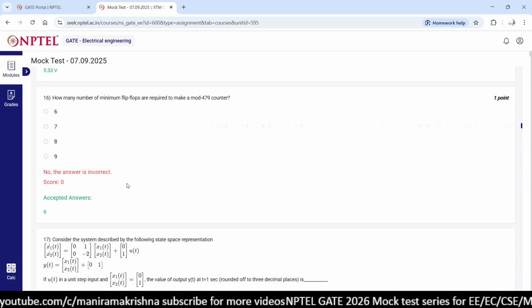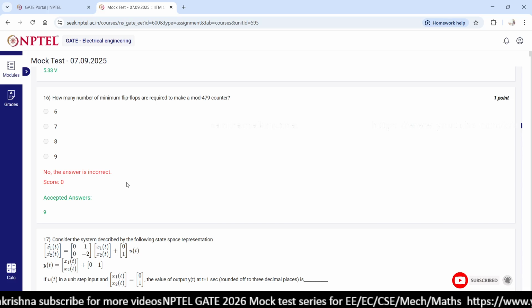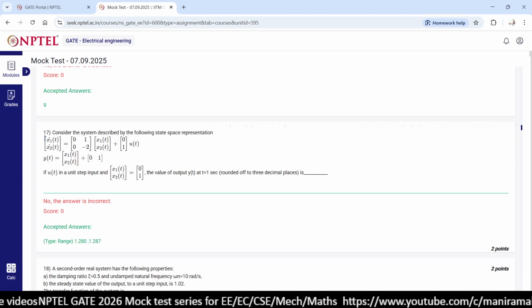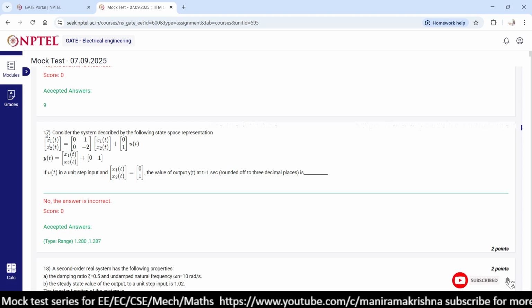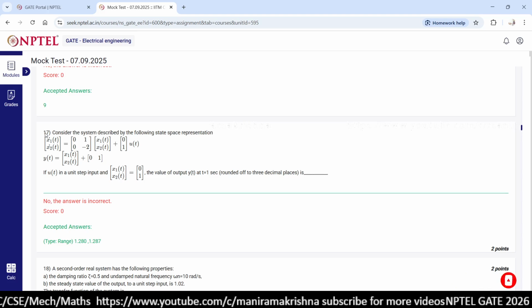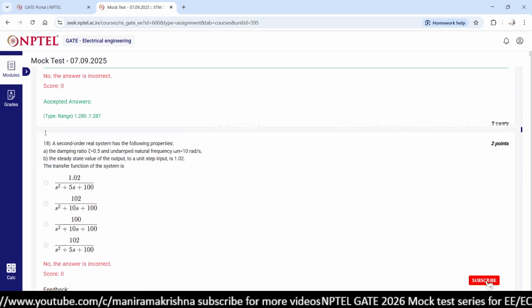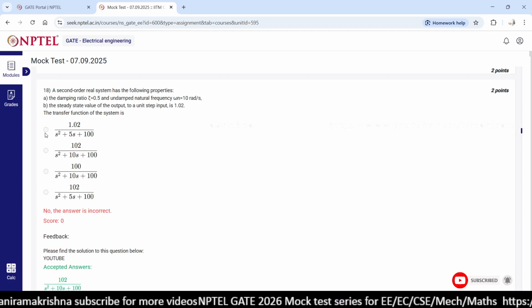Here are the flip-flops. Coming to the 2 marks questions, there is a 2 marks question on state space for control systems. The 12th question is on second order systems, control systems.